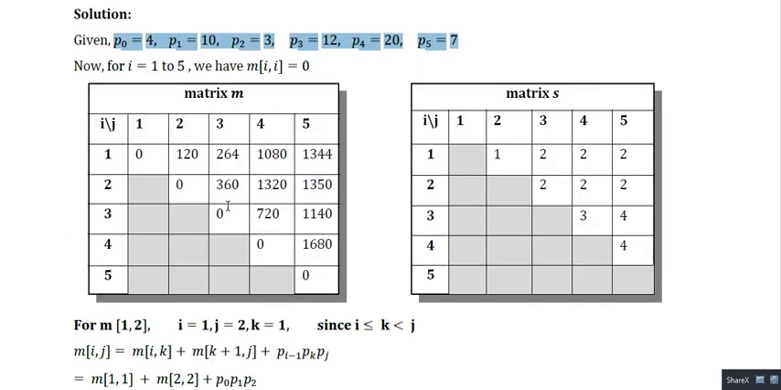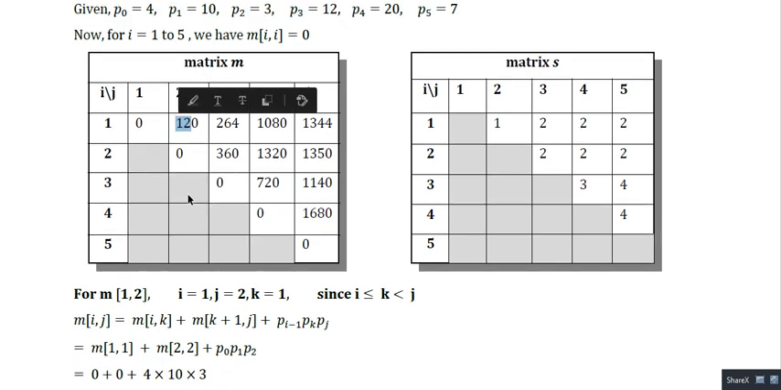Now we start filling like this: M12, M23, M34, M45. In parallel we also fill up S12, S23, S34, S45. Similarly we will then fill M13, M24, M35. Then we will go for M14, M25. Finally we will go for this, and this is our final result. We will see later on. So let us start from this point. How to get this value as 180?